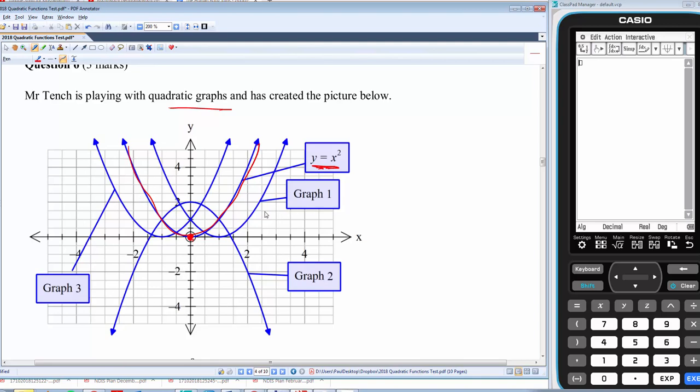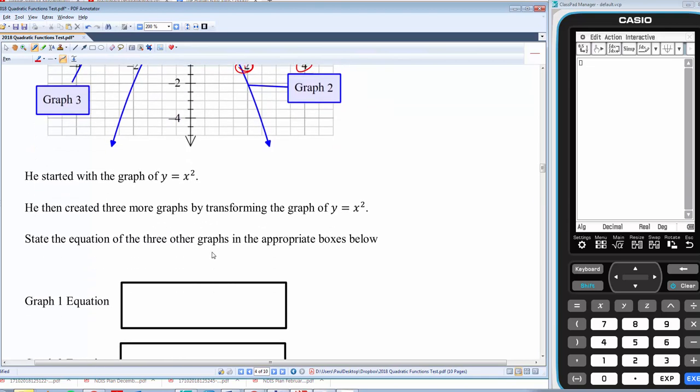So let's have a look at graph 1. It's the y equals x squared parabola, and it's been moved 1 unit to the right. Now, a lot of you thought that was moved 2 units to the right. You just need to check your scale, and make sure you understand that this is 2. That means that must be 1, that's 1.5, and that is 0.5 there. So graph 1's equation is going to be y equals (x take 1) all squared. And what this does is it moves the y equals x squared graph 1 unit to the right.